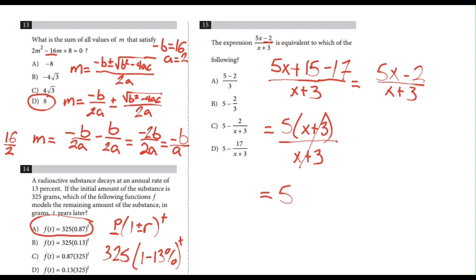Now that we have this minus 17, we're going to split up the fraction right here. So the first fraction that we end up getting is going to be (5x plus 15) divided by (x plus 3). The second fraction is going to be minus 17 over (x plus 3). So when the two x plus 3's cancel, we're going to have 5 minus 17 over (x plus 3).